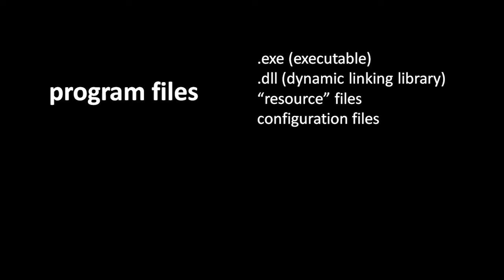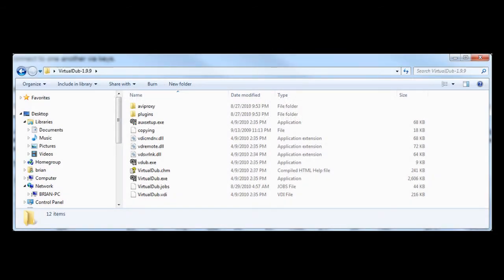Many programs have some number of options which the user can set, and if the user sets these options, those options need to be stored somewhere. Those configuration options are usually stored in what are called configuration files. So let's look at an example program.